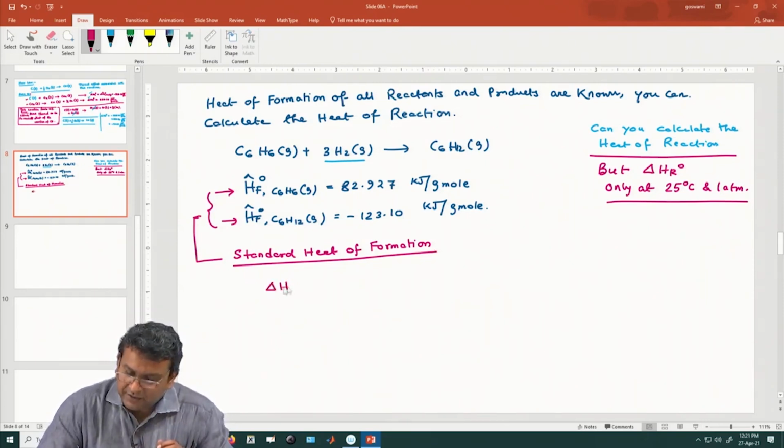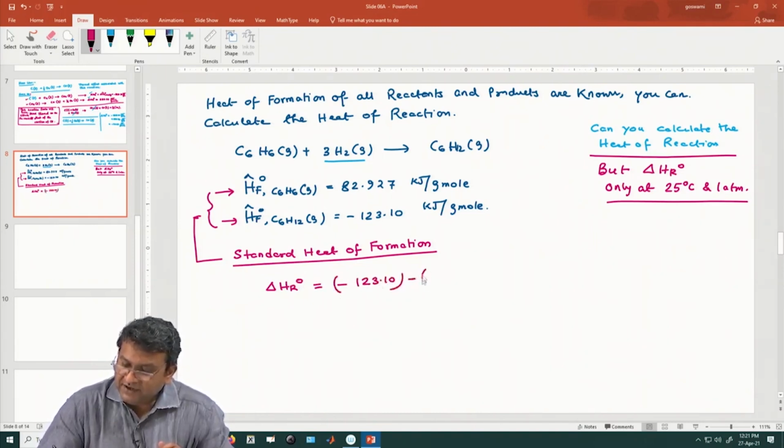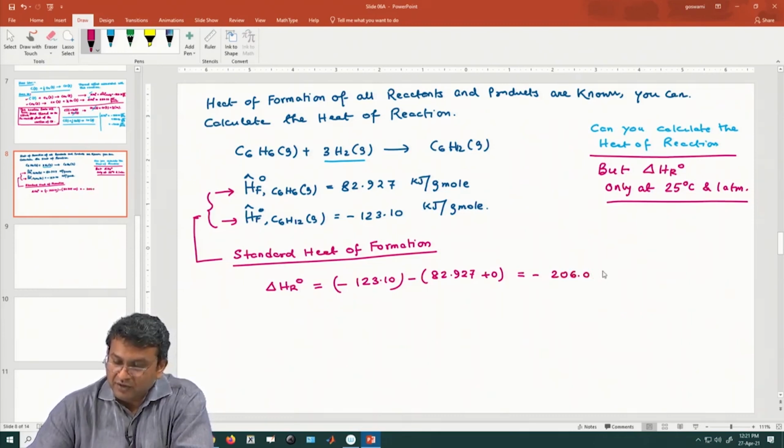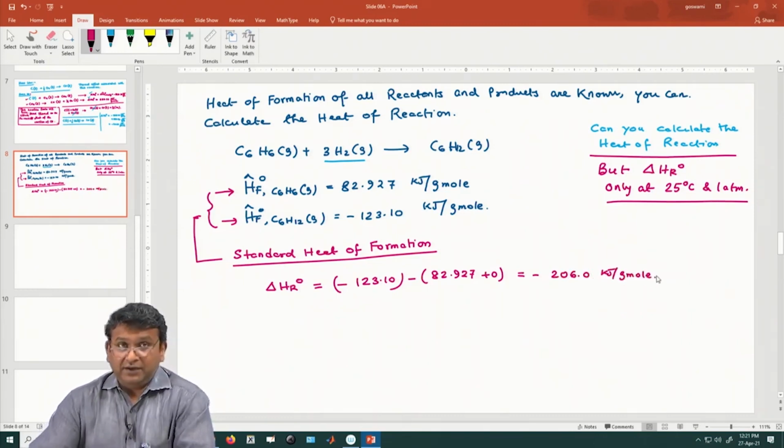So, we can calculate the heat of reaction for this particular equation, the standard heat of reaction under standard condition, which will turn out to be the heat of formation of the product minus the heat of formation of the reactants, plus 0 for hydrogen, and therefore this is equal to minus 206.0 kilojoule per gram mole. Okay. So, this you can calculate.